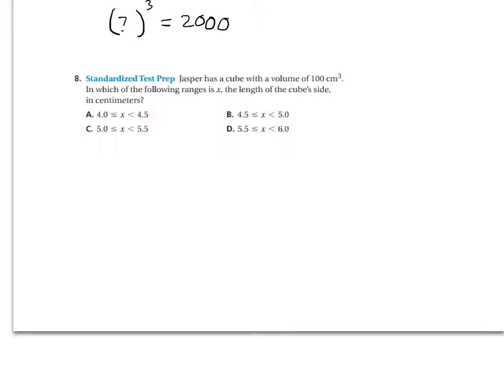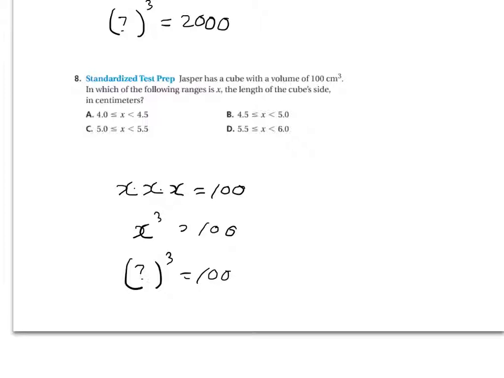Last one, Jasper has a cube with the volume of 100 cubic centimeters. In which of the following ranges is x, the length of the cube's side in centimeters? So you have a cube, and let's say each side is x, so you multiply each side 3 times, and that's got to be 100. So that means x to the third is 100. In other words, what number to the third power is 100? Find that out.